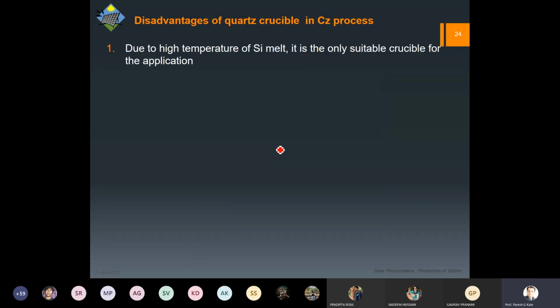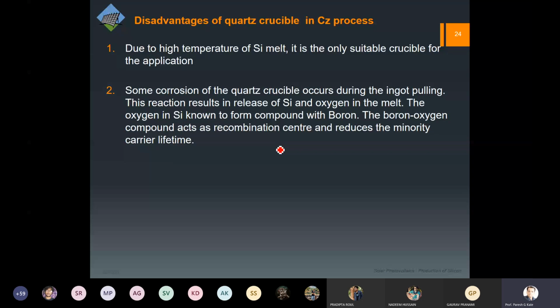So CZ is widely used, but there are certain disadvantages of this particular process. At high temperature the silicon is molten, and only a suitable crucible can be used for this application. With this quartz crucible, there are certain impurities which can come into contact, and especially this impurity would be oxygen. Oxygen is anyway very bad for us.